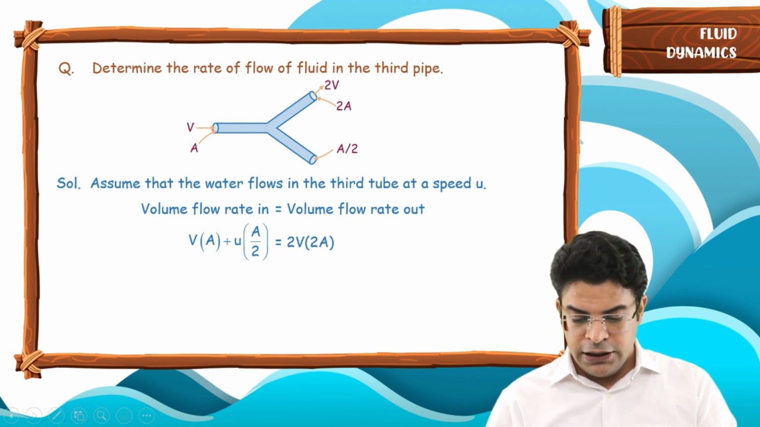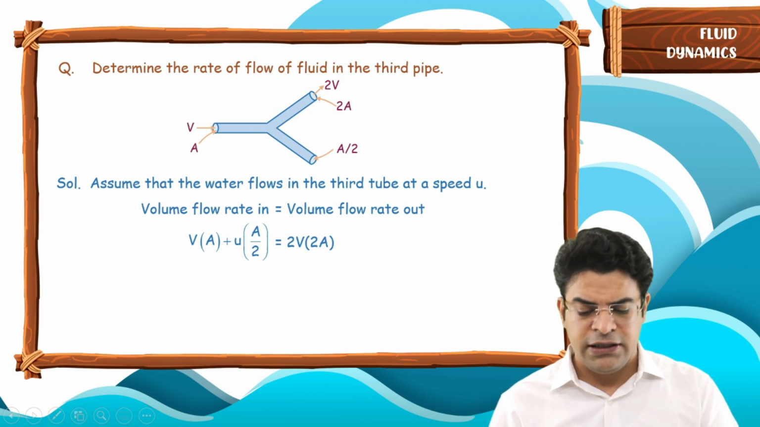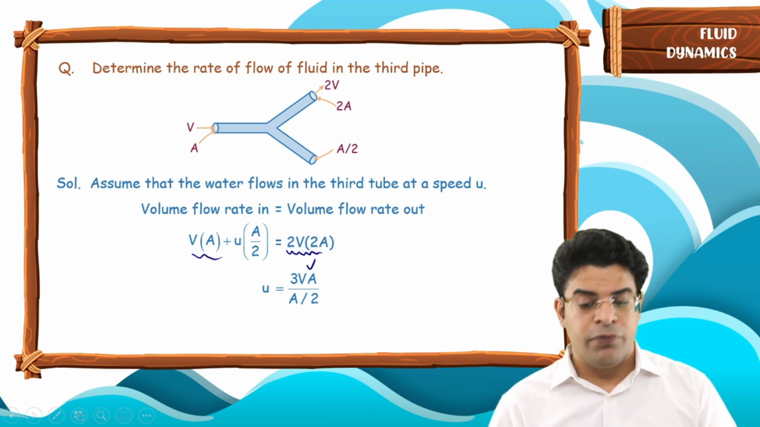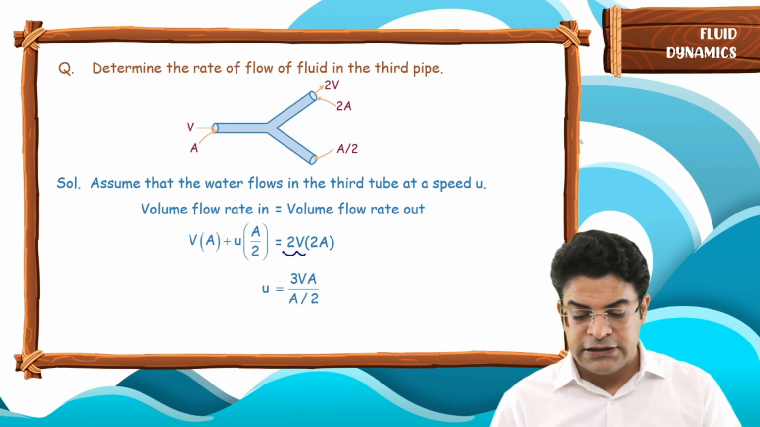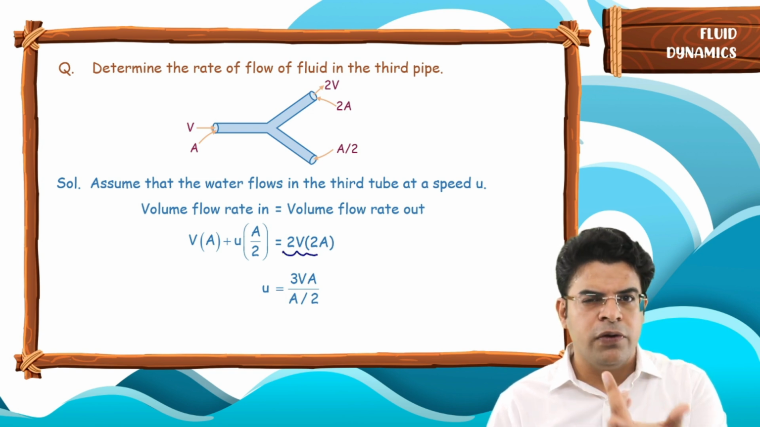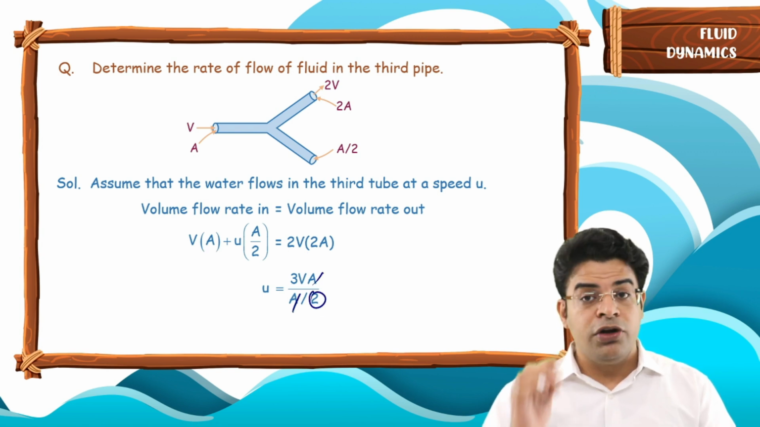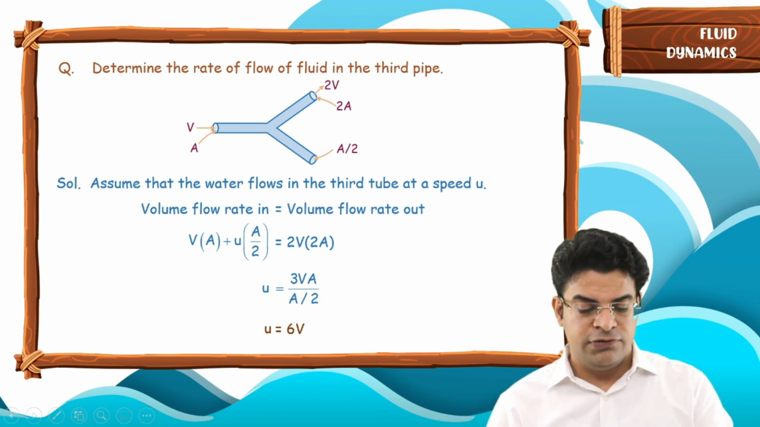So bachon, here you can cancel out A, or without even cancelling, you can write U equals 4VA minus VA, which is 3VA upon A by 2. On the right hand side, you have got 4VA, 2V into 2A, 4VA minus VA, that becomes 3VA upon A by 2. So A gets cancelled. This 2 moves from the denominator of the denominator to the numerator. So U comes out to be equal to 6V. So a simple question, right? Let's move on.